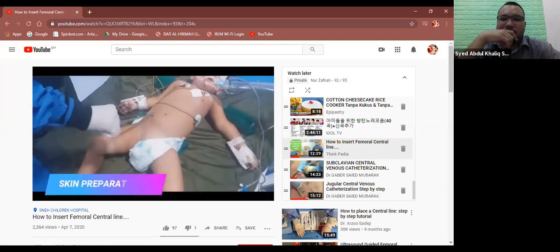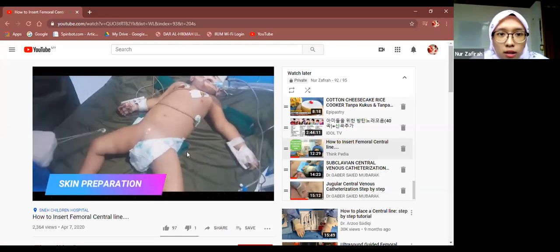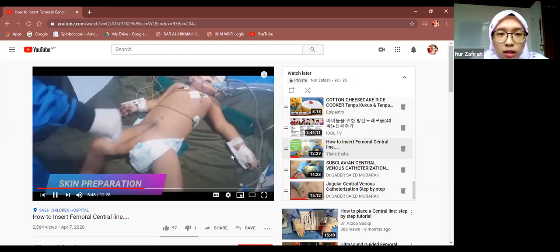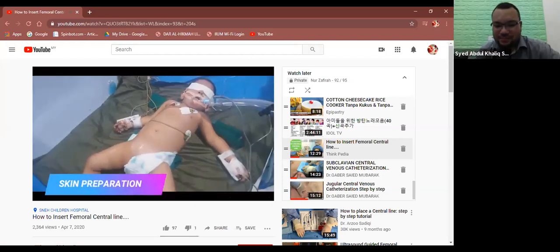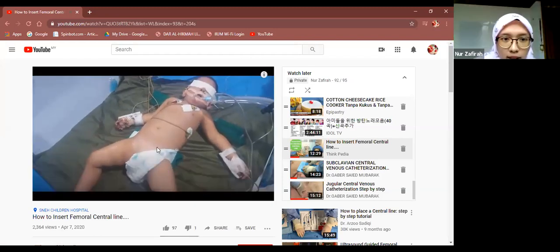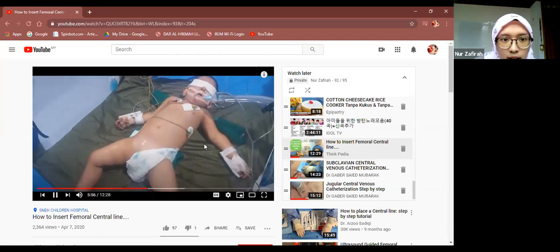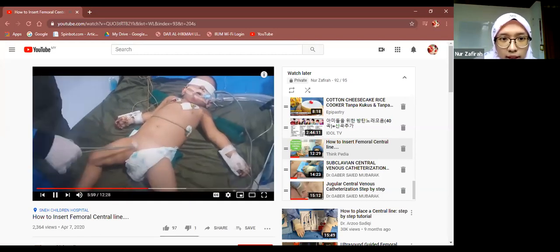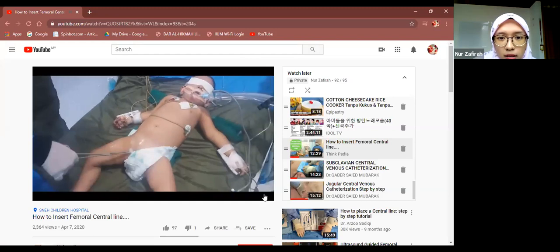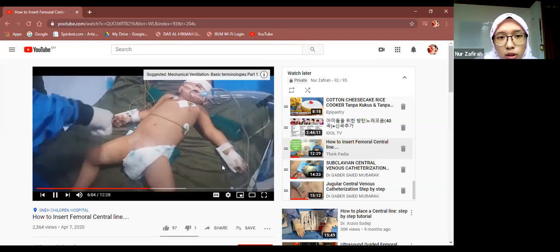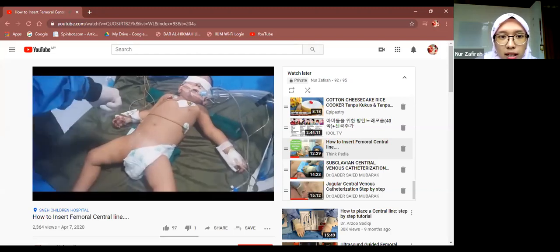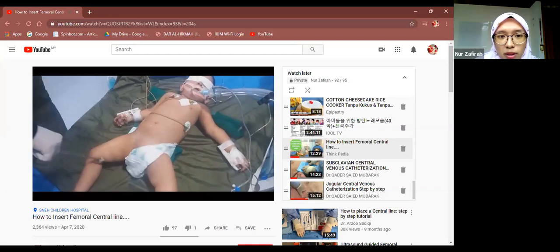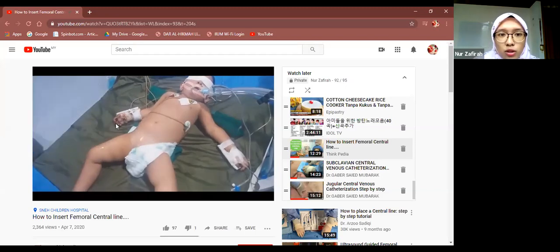So first, we need to put the baby in the supine position, and the hip is slightly abducted and externally rotated. And then basically we need to put some towel at the back of the baby to elevate the buttocks, because the vein can be more prominent.